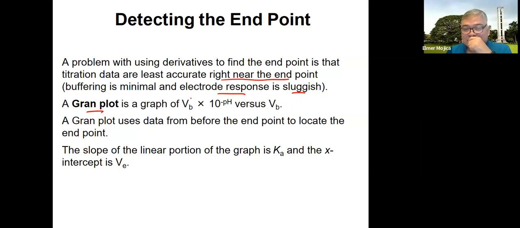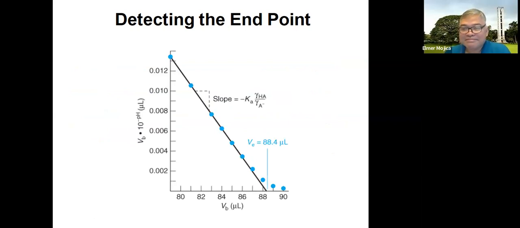So a grand plot is just a plot of the volume of the base times 10 raised to the negative pH versus the base volume. And then the grand plot uses data from before the endpoint to locate the endpoint. The slope of the linear portion is the Ka, and the x-intercept is the equivalence point. So how does the grand plot look like?